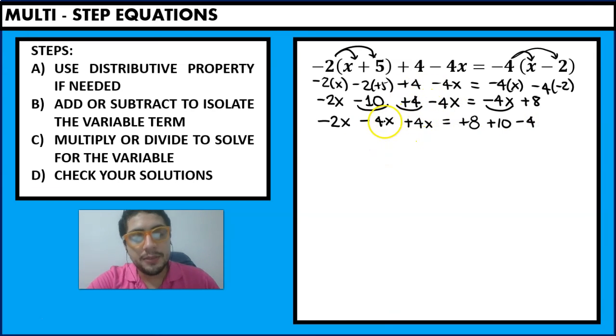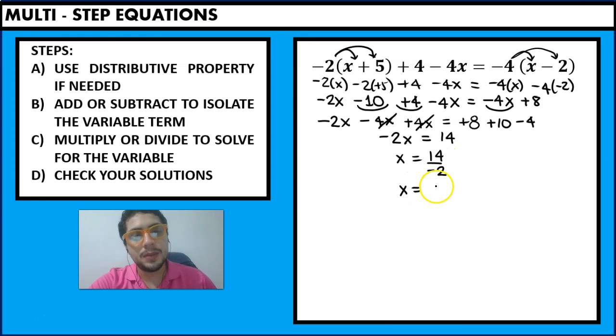So we're going to have minus 2x, then we have minus 4 plus 4x, so they cancel each other. So we're going to have minus 2x is equal to, and then we're going to have 8 plus 10, which is 18, minus 4 is going to be 14. Now the minus 2 is multiplying the x, so we're going to isolate it by dividing by minus 2. So x is going to be equal to 14 divided by minus 2, which is going to give us an answer of x equal to minus 7.